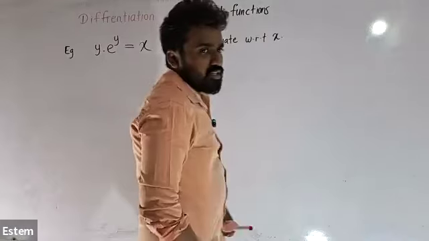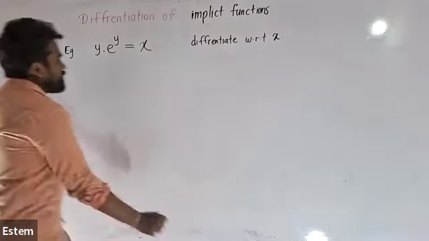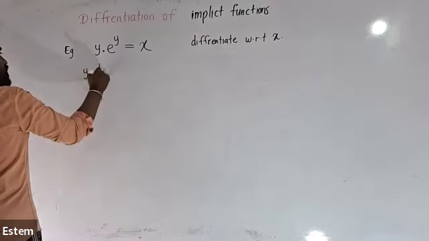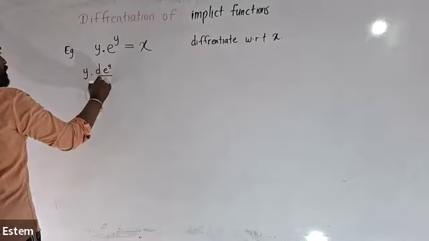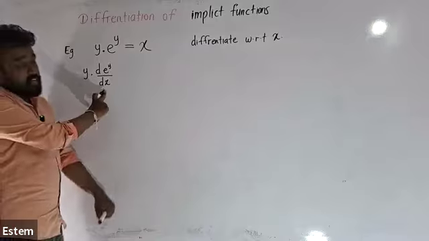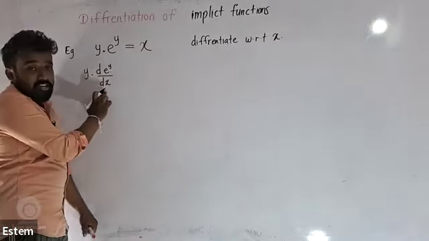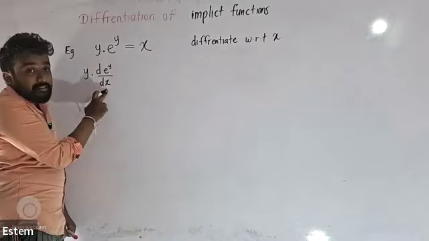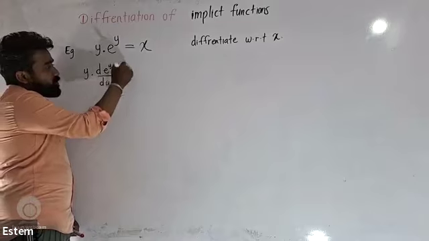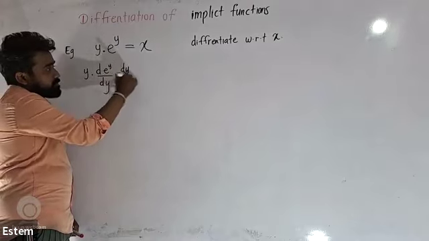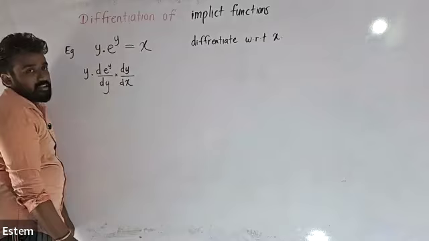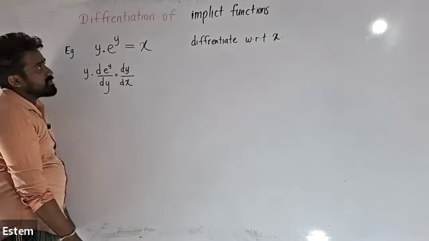Differentiate with respect to x each term. Separately means like this. This is a product, no? The differentiation of e^y here. We can't differentiate e^y with respect to x. So we differentiate y and apply the chain rule here, dy over dx.